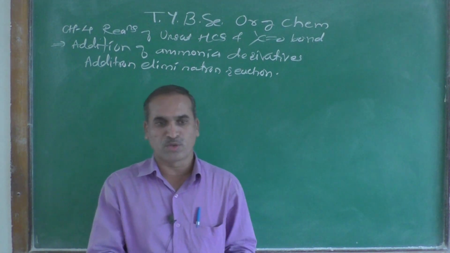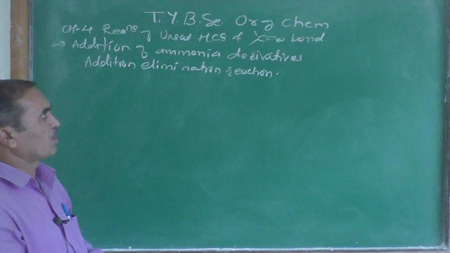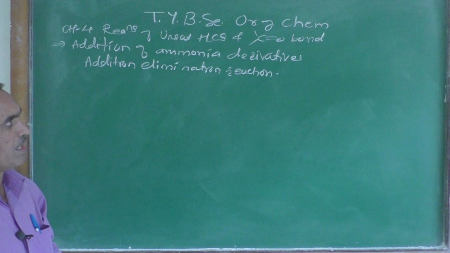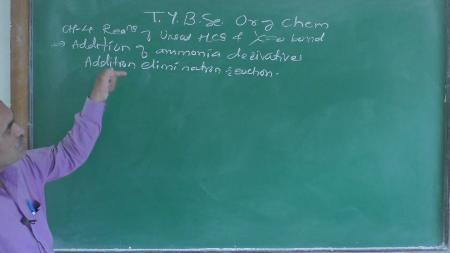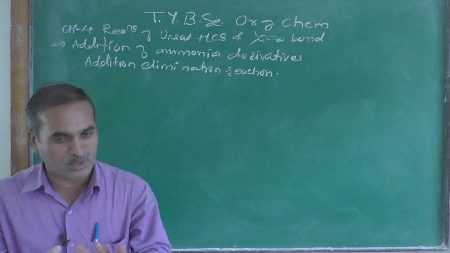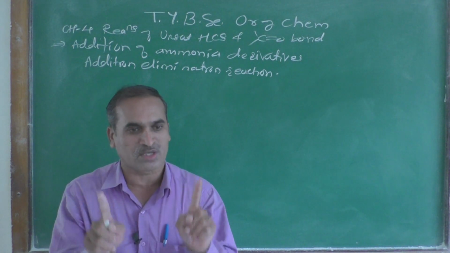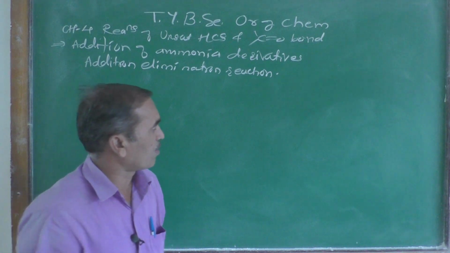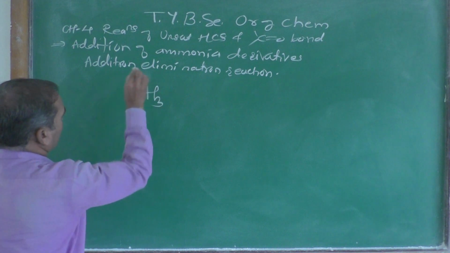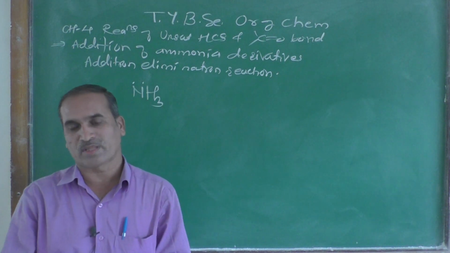Today what we are going to discuss, let us look at the board carefully, the points written on it. The addition of ammonia derivatives, or addition-elimination reaction. Do you know the structure of ammonia? I hope you all know the structure or the formula of ammonia. What is that? That is NH3, right? This is the structure of ammonia.